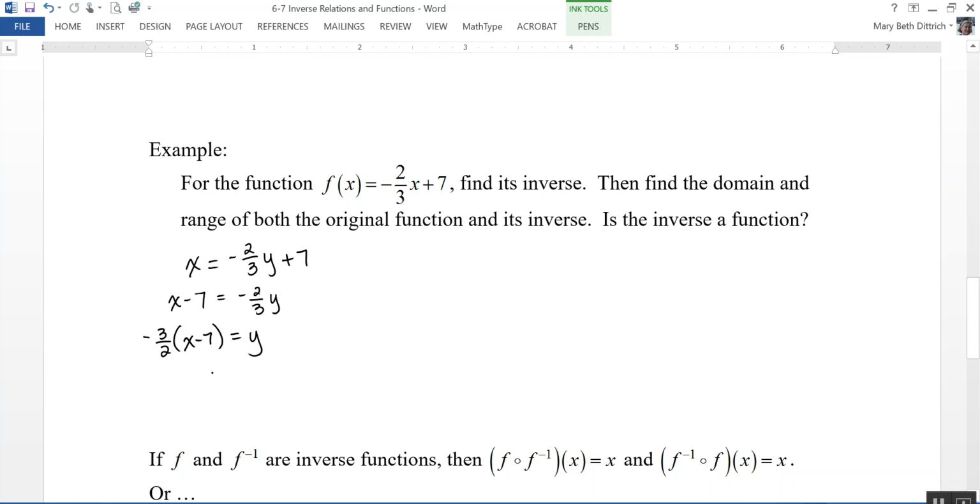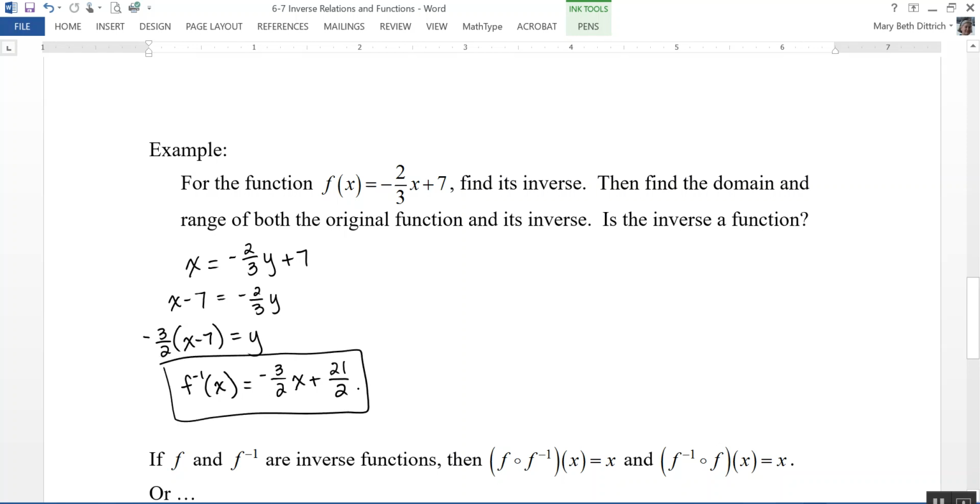And I'll go ahead and put that back into function notation. So I can also do the negative 1 for this. So it looks like f to the negative 1 of x. We read that as the inverse of f of x is equal to negative 3/2 x plus 21/2. I went ahead and distributed that. So there's my inverse.